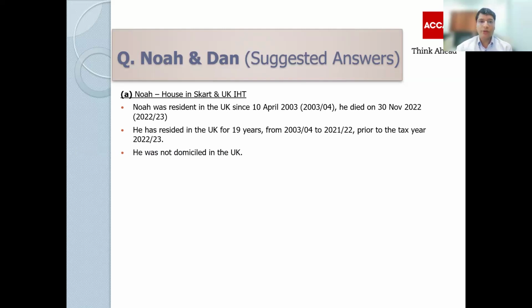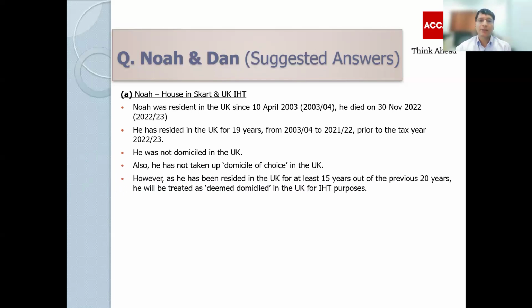So he was not domiciled. He was not claiming a domicile of choice in the UK, yet he has resided for at least 15 out of the previous 20 years. Therefore, he will be treated as deemed domicile. So here, all you need to do is the second point and the last point. That will actually earn you good marks.